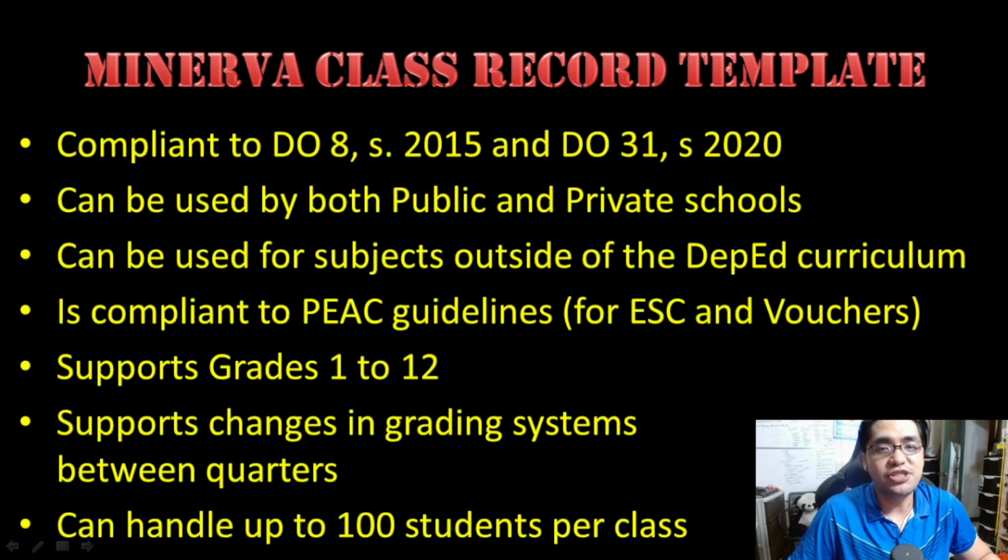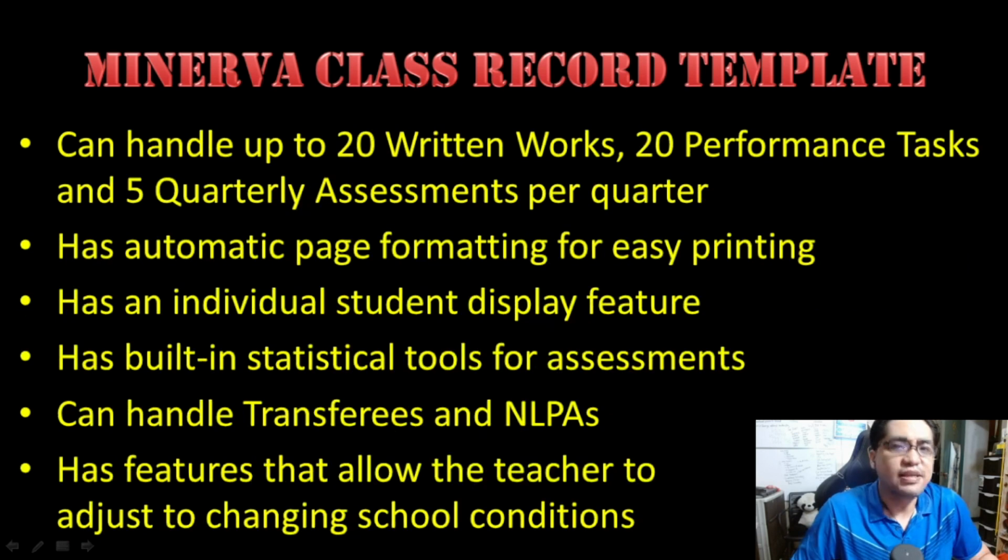This template supports changes in grading systems between quarters. In other words, in this template, it is possible to have, during the first quarter, the distance education grading system, and then during the second quarter and succeeding quarters, the face-to-face grading system. This template can handle up to 100 students per class in any combination of males and females. This class record template can handle up to 20 written works, 20 performance tasks, and 5 quarterly assessments per quarter.